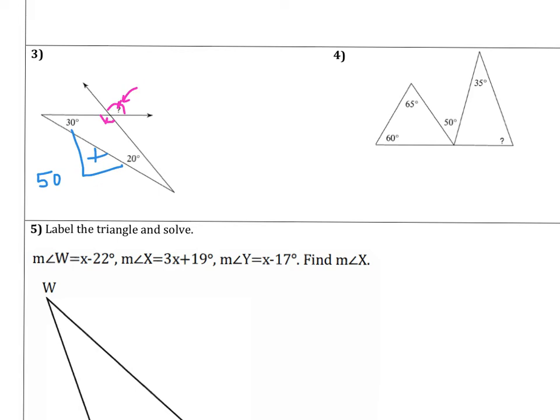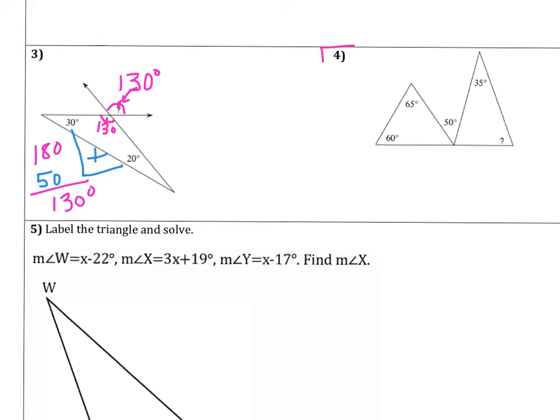Okay, so 180 minus 50 would give us 130 degrees. So if this angle right here is 130, then directly across from it, your vertical angle is 130 degrees.